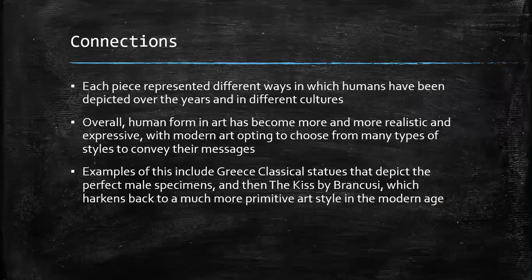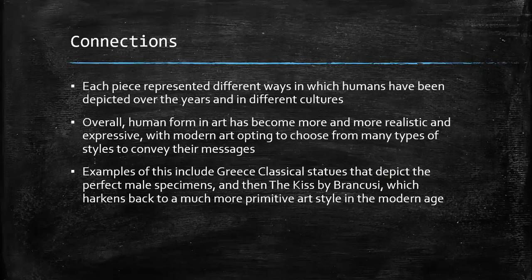So overall, human form has become more realistic. However, different artists can now choose how they depict the human form, from Brancusi's The Kiss being very rudimentary to the Praying Mantra being very realistic and opting for political commentary. And it doesn't necessarily give an evolutionary timeline, as you can see with the Spear Bearer all the way back in Rome, and then The Kiss by Brancusi, which is very simplistic in comparison.